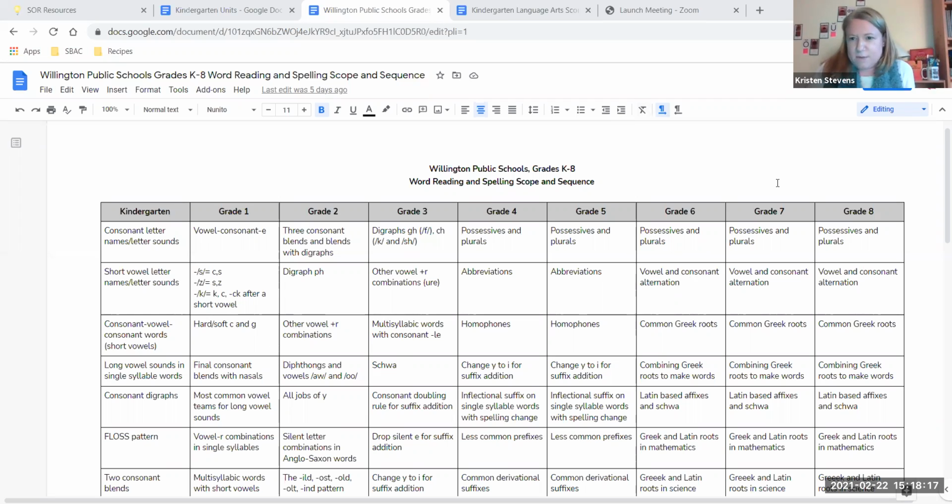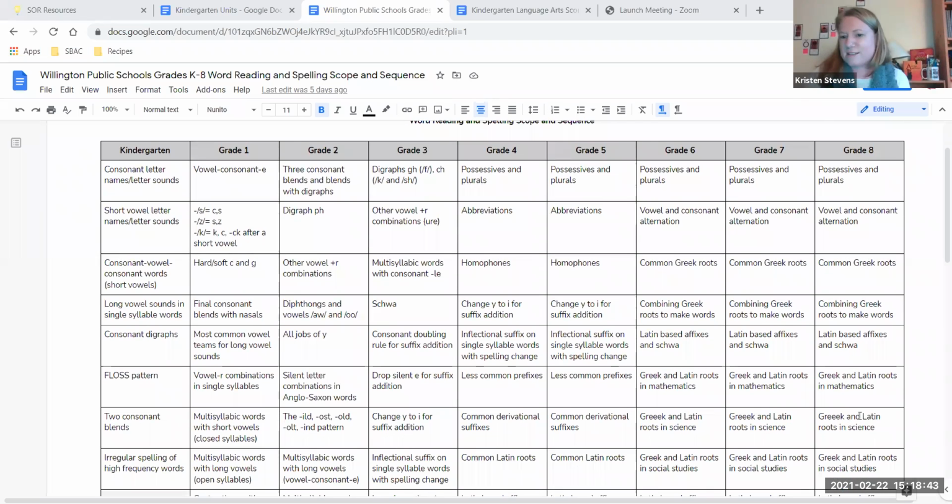But as you can see, let me make sure I can see this whole thing. I'm trying to move this. Give me 1 second. Okay. So what you'll see here are the skills for each grade level for word reading and spelling. It starts at consonant letter names and letter sounds, short vowel letter names and letter sounds in kindergarten, and brings you all the way to 8th grade where they're working with Greek and Latin roots in mathematics, science, and social studies. So there's quite a progression there. I don't know if you wanted me to go through the scope and sequence. I think you just wanted a sample of what a scope and sequence would look like.